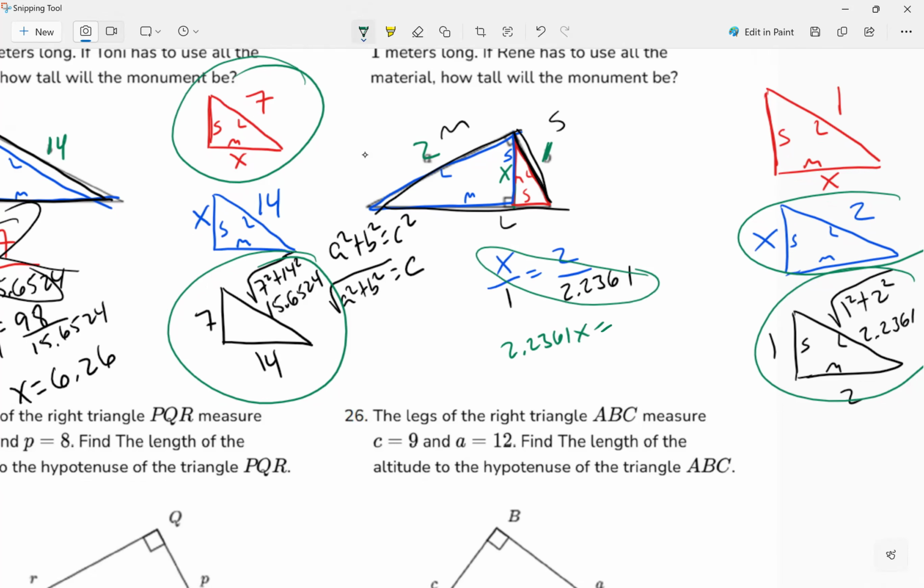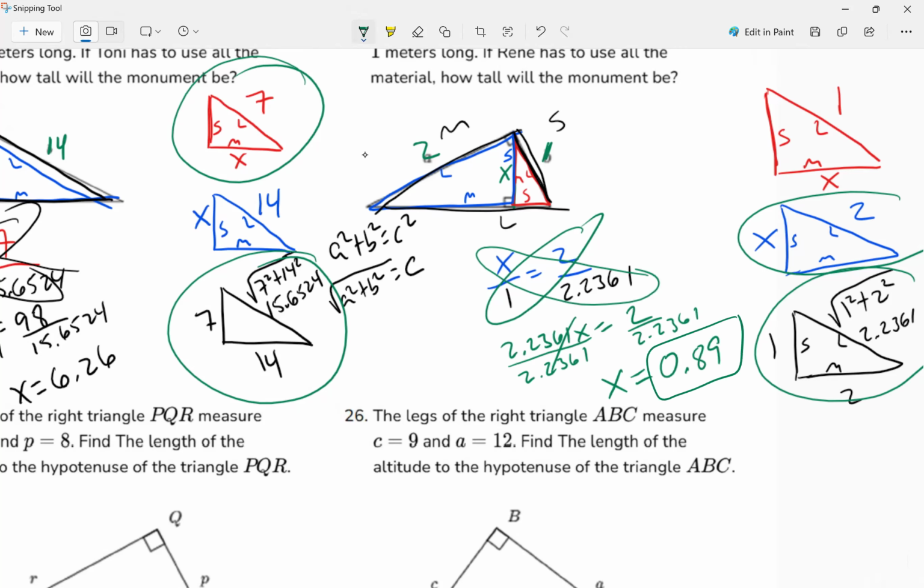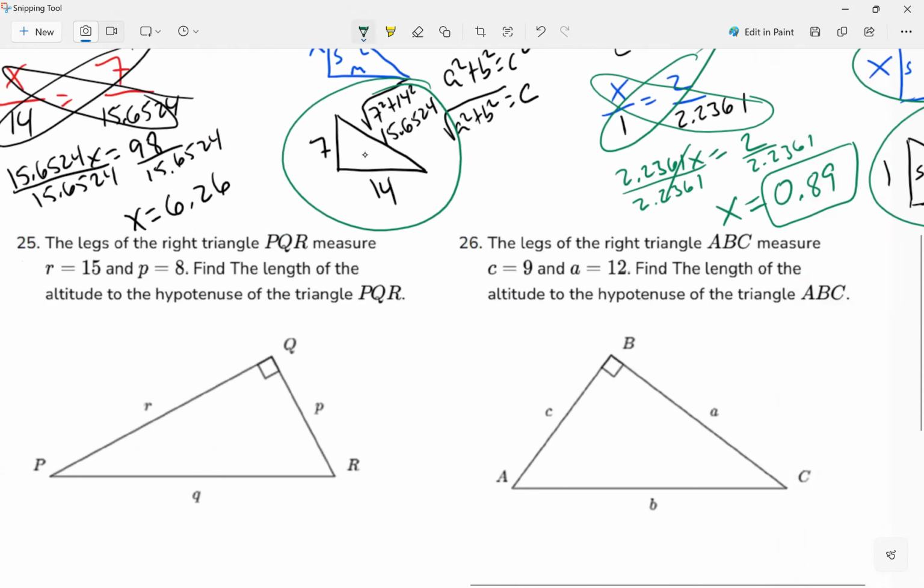2.2361 times X is equal to 2. Divide both sides by 2.2361. X is equal to, according to my calculator, 0.89, rounding to 2 decimal places. Whew. Remember, I'm going to question number 32 because I want us to practice this a few times.